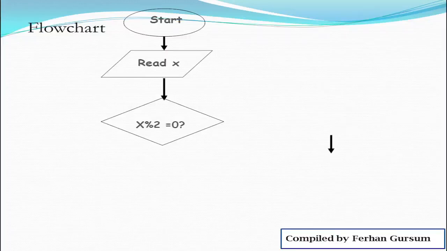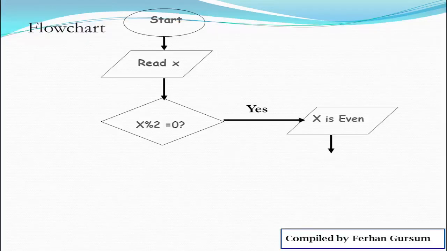If the user enters an odd number, it becomes no. If he enters an even number, it becomes yes. If it is yes, the flow of the program is like this. We will show it using an arrow. Then x is even. We are using the input output diagram because we are displaying on the screen, or we are giving the result. And then what is next? We have to stop. We are using an oval shape.